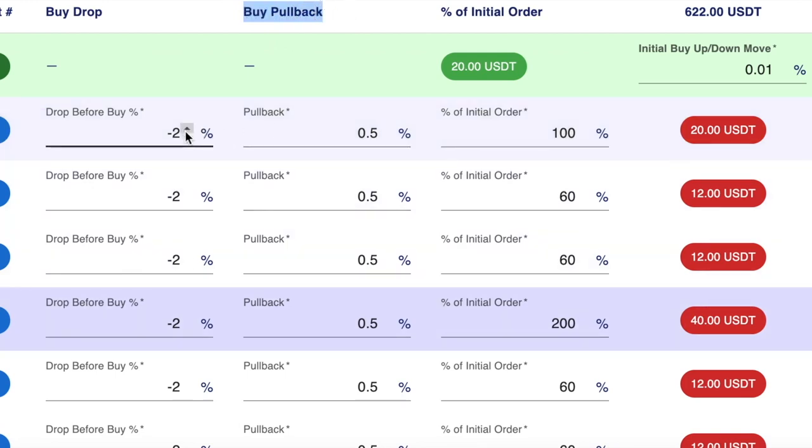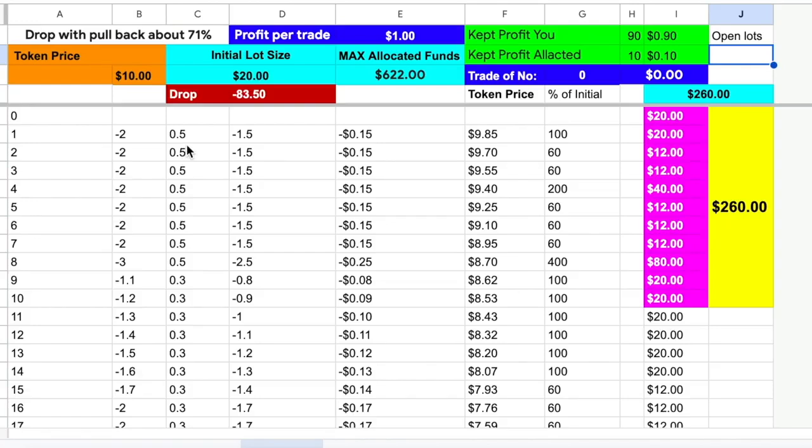And that means that when the price goes down, the price has to go up again before the bot considers buying into the market. And I've put all the pullbacks in here. Now what I've done is I've deducted the pullbacks from the drops, which gives us an exact total drop in the market of 71%.